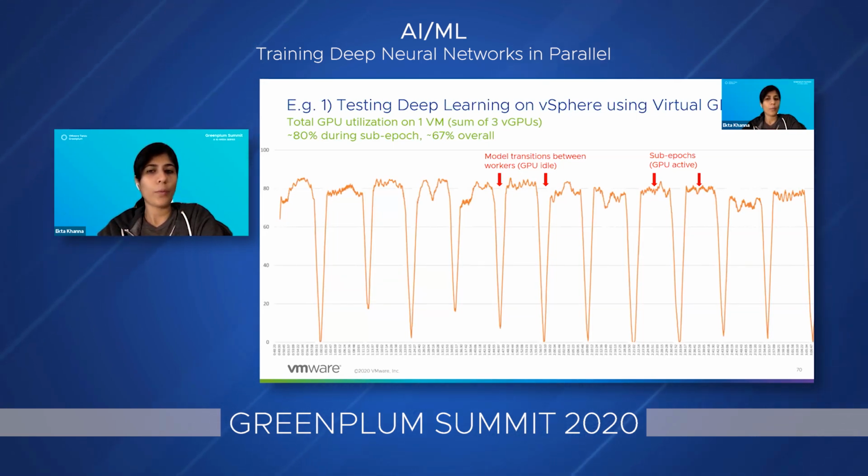So this graph basically shows an overall GPU utilization of our experiments. It is for 1 VM, which is like 3 virtual GPUs. The drops in the curve that you see are due to the hops that we spoke about between each sub-epoch. And if you look at the graph, we see that almost up to 80% GPU utilization was achieved during sub-epochs, and overall we had around 67% GPU utilization, which is due to the hops that we see. We are trying to reduce these gaps, and yeah, let's see. Next slide, please.